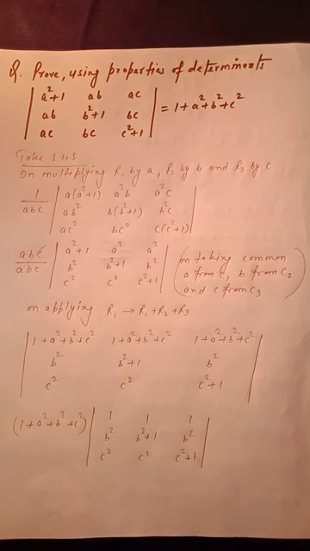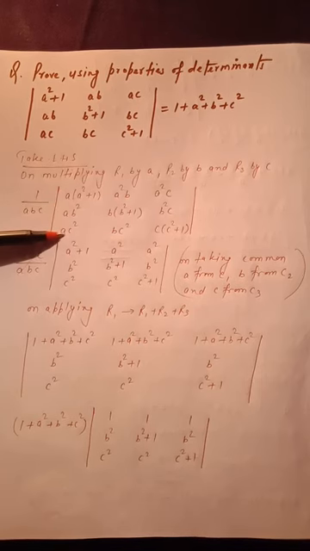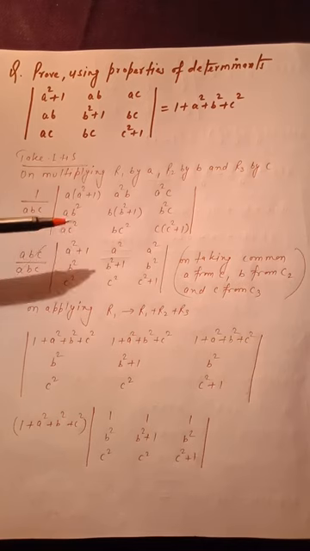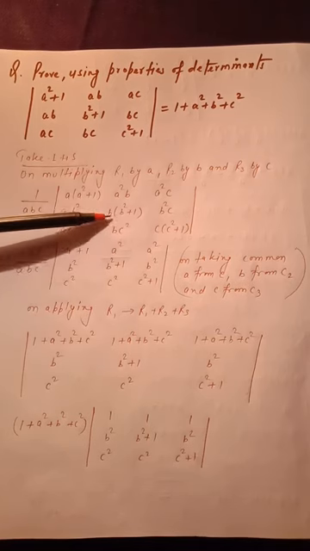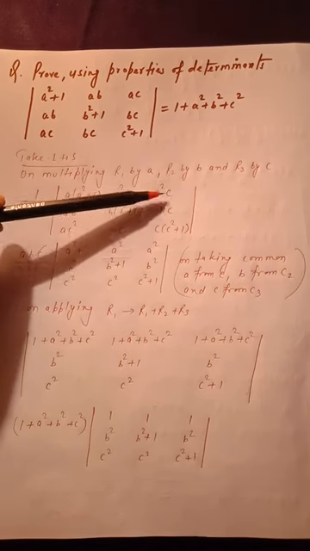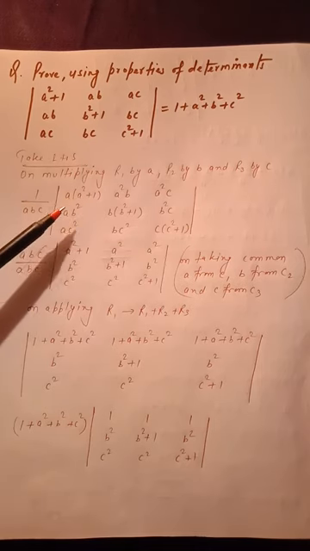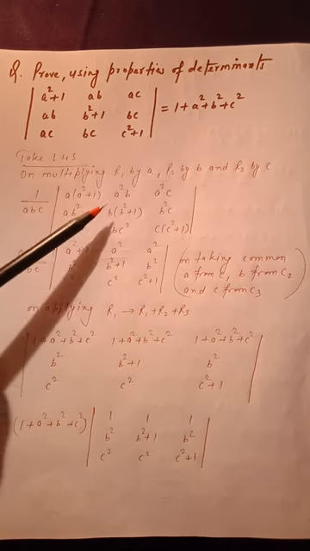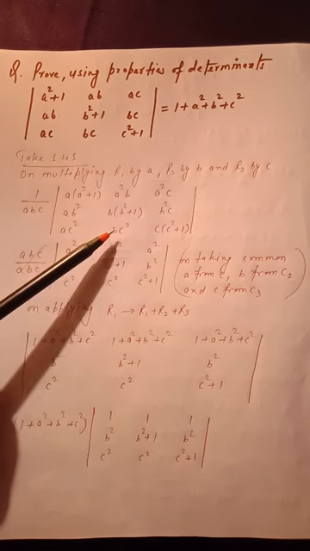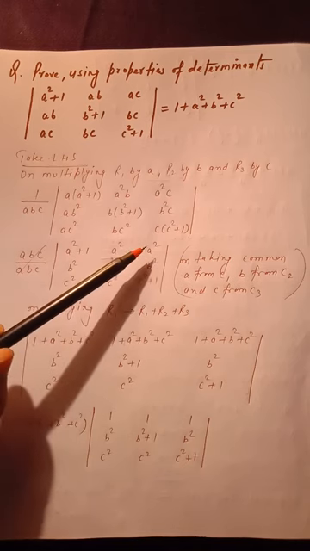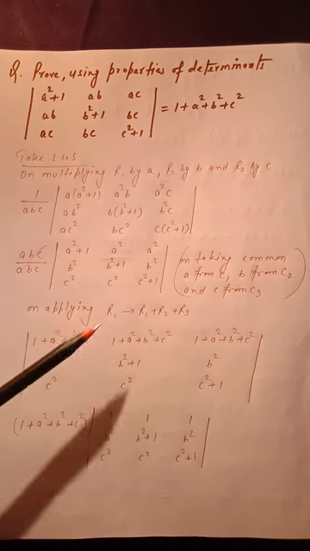Now the interesting thing is that here a is common from column number 1, b is common from column number 2, and c is common from column number 3. So take all common and it will become a square plus 1, b square, c square. Similarly a square, b square plus 1, c square, and finally a square, b square, c square plus 1.